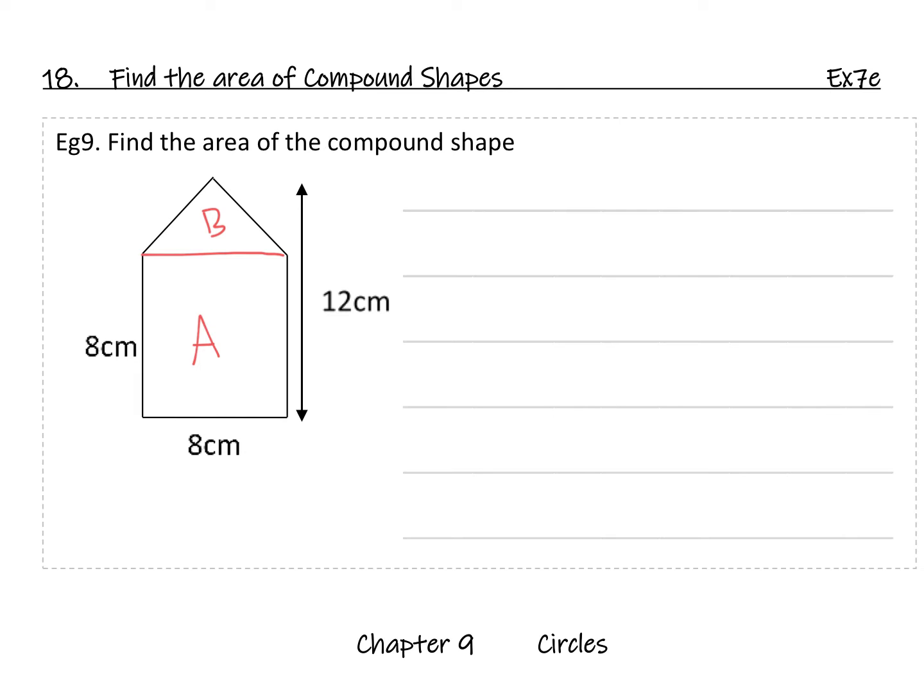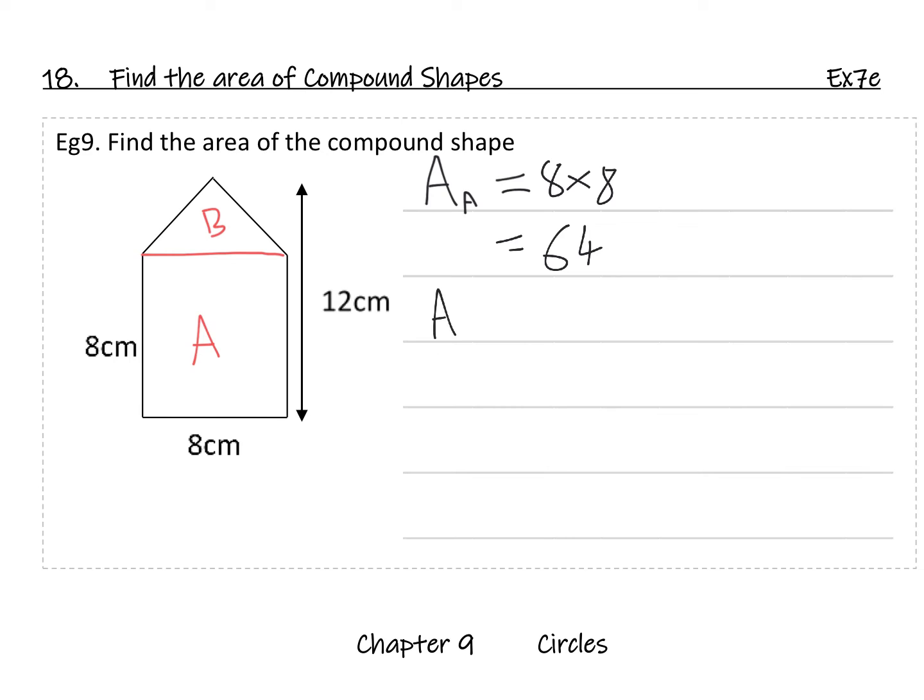If I'm working out the area of A, just to keep my method clear, I'm going to write area of A. That's just a way of writing the area of A. Now what is A? It's a square. So the area of a square is the base times the height, or length times the breadth. It'll be 8 times 8, which is 64.